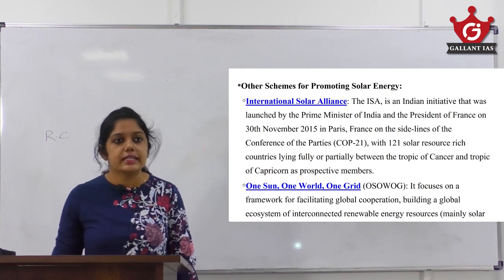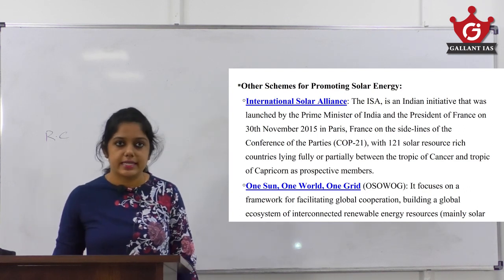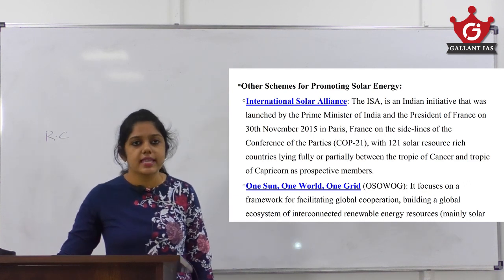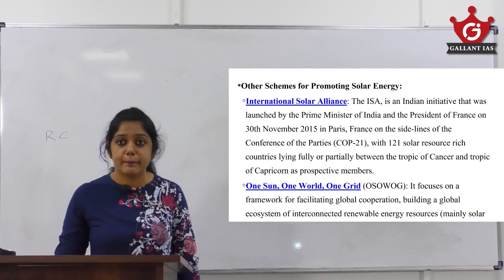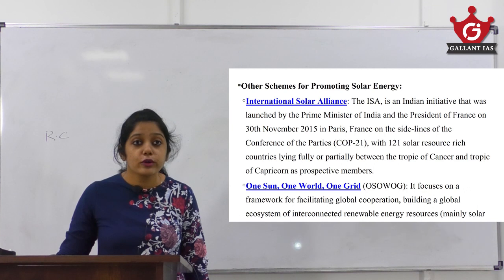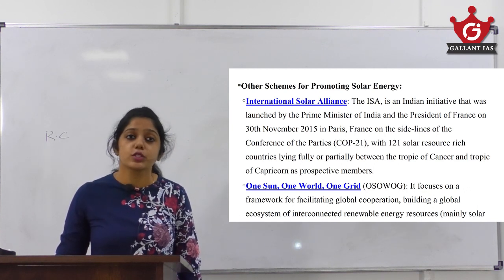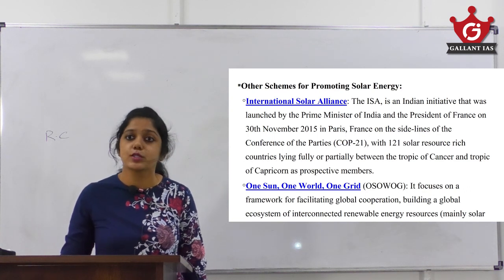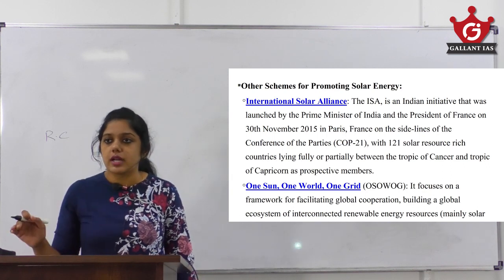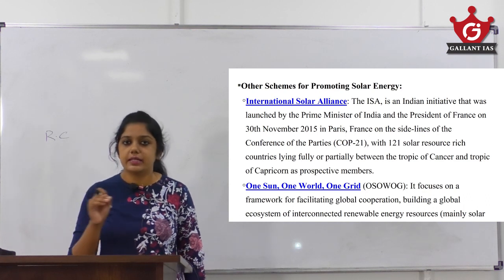It was launched in the year 2015 by the Honorable Prime Minister of India Modi and the President of France. In this scheme, all the countries can be members. Very important, all the countries can be members, but voting rights are provided only for tropical countries, solar countries, otherwise called Suryaputras. Even Modi defined it as Suryaputras. So voting rights are given only to Suryaputras or tropical countries. But all countries can be members of the International Solar Alliance.